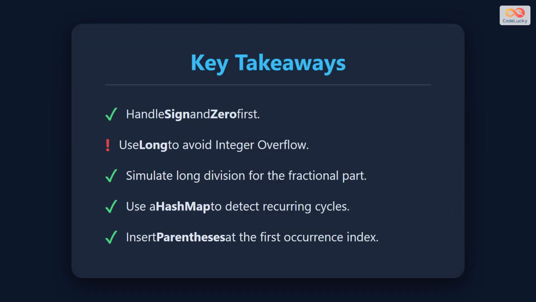To wrap up, remember these key points. Always handle signs and 0 up front. Use long to avoid overflow crashes. The secret weapon here is the HashMap, which lets you remember past states to detect cycles. If you master this pattern, you will be ready for similar problems involving cycle detection.